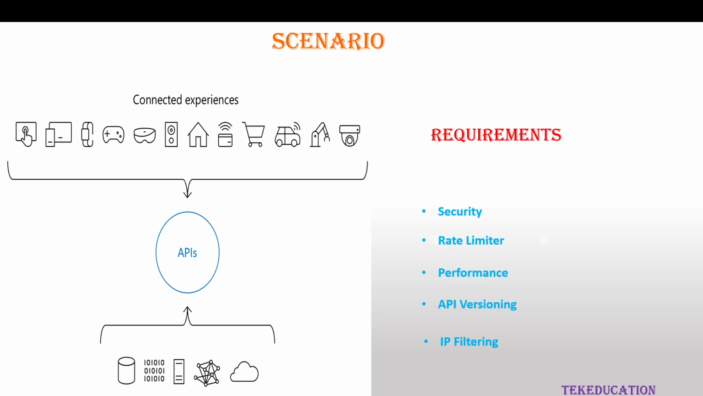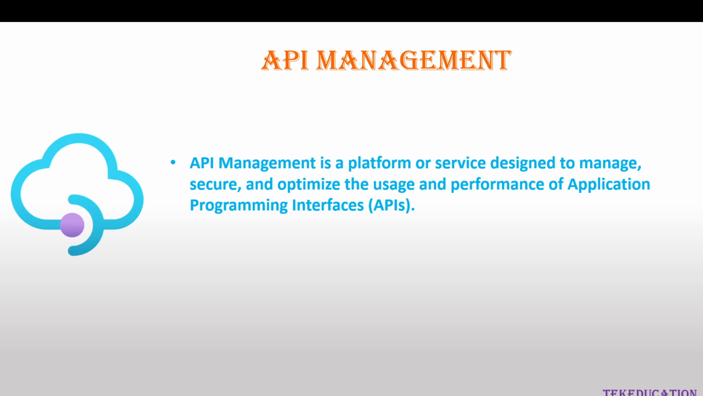Now let's understand by definition. API Management is a platform or service designed to manage, secure, and optimize the usage and performance of application programming interfaces. It acts as a gateway to facilitate communication between different applications or services. The second thing is that it acts as a proxy to our APIs. And as we discussed earlier, it handles non-functional requirements of APIs without writing any extra code. This is the most beautiful feature of APIM.